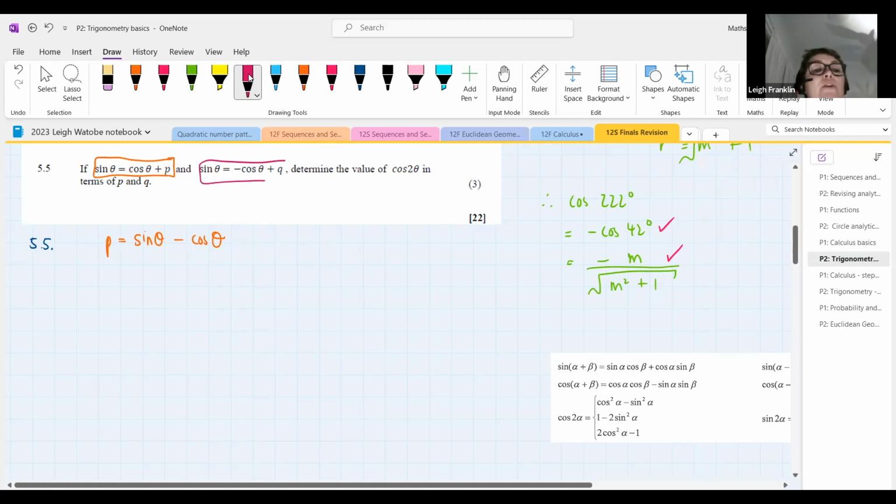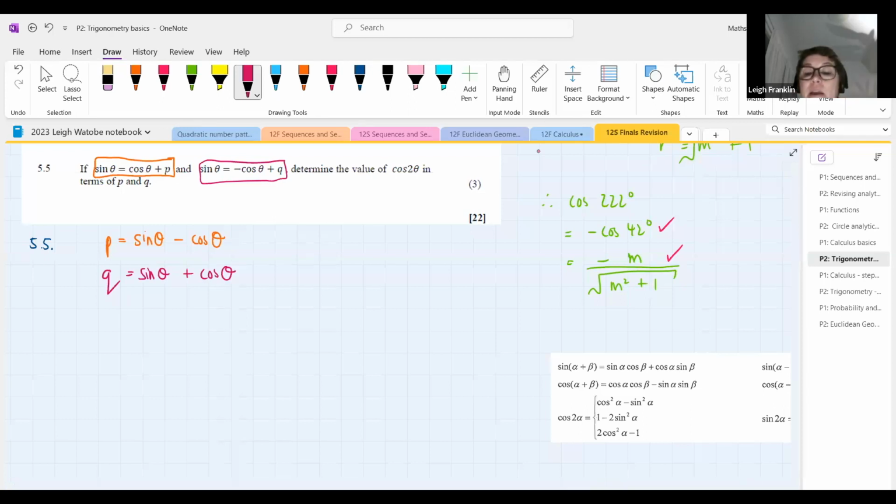Let's make Q the subject of the formula. What would Q be equal to? Okay, good. Yes. So that would be equal to sine theta plus cos theta. Now think very carefully.